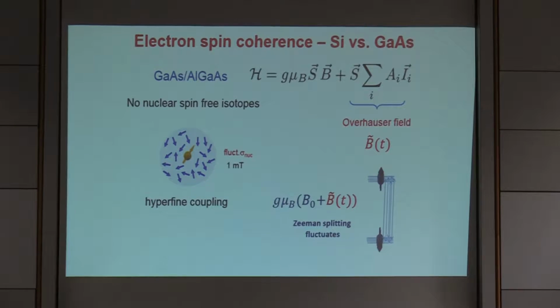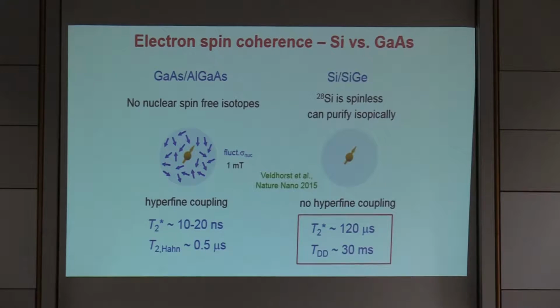This causes the Zeeman splitting to fluctuate, which finally gives decoherence. The typical T2* coherence time for a single electron confined in gallium arsenide is of the order of 10 nanoseconds. But fortunately, nature offers other materials, such as silicon, which are well suited for this purpose, because natural silicon is already composed of 95% silicon-28, which is nuclear spin-free.